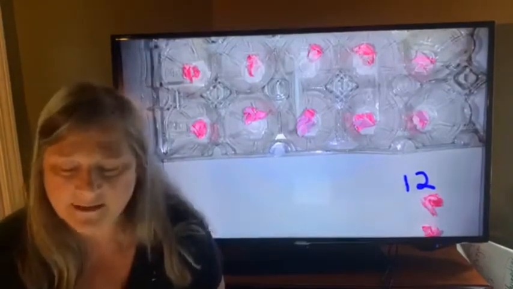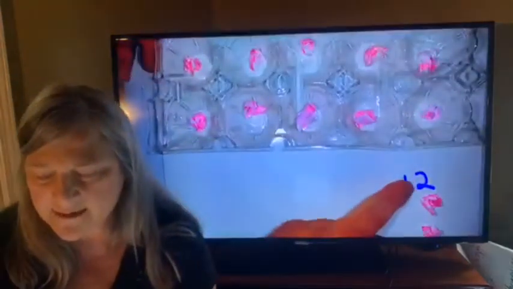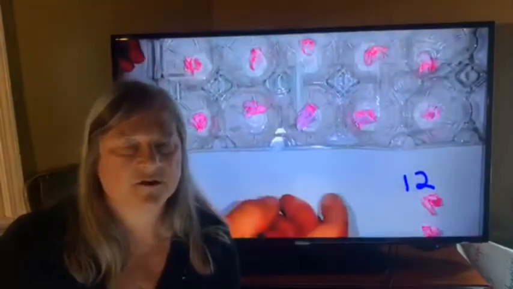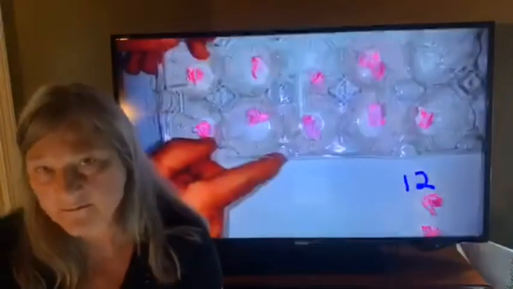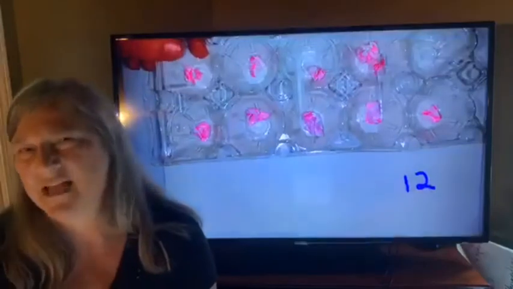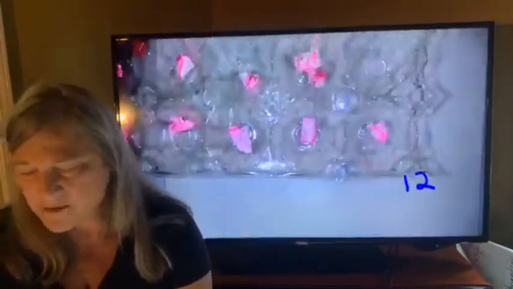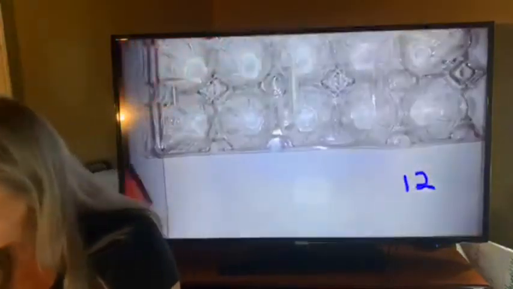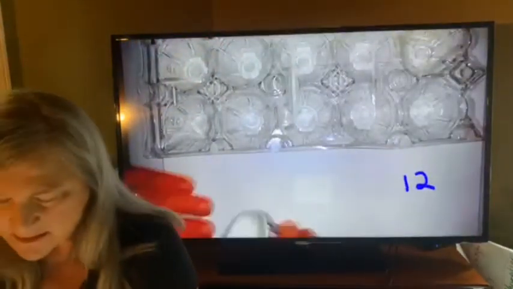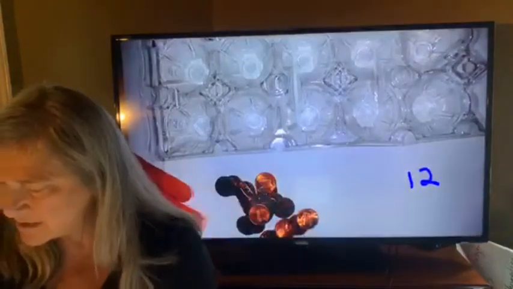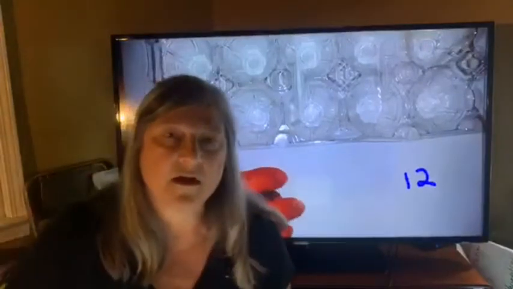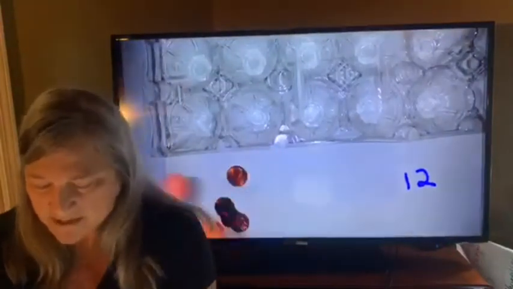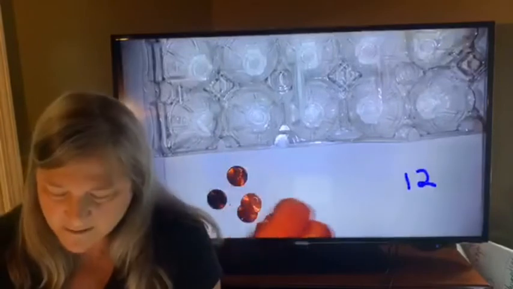But the point is, we want them to understand that these numbers between 10 and 20 have something really special about them. They tell us that we have a set of 10, and then we have some extras. And we can pick out what those extras are just by looking at the number. So let's have another. I'm going to use pennies. You can use pennies as counters in kindergarten, but it's preferred to not use other coins in kindergarten because we're just talking about ones right now.